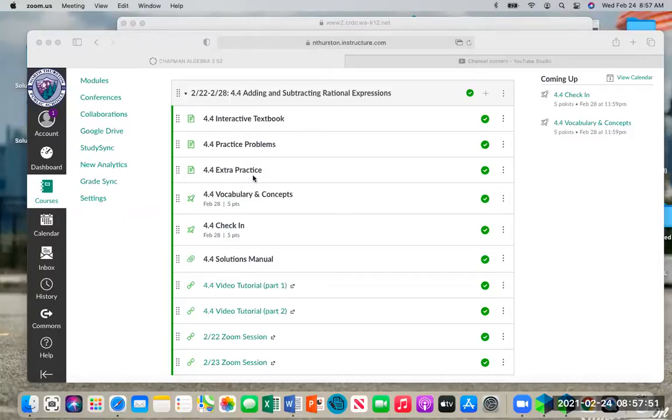The extra practice is there. If you need it, you can access any of those extra practice problems either in Envision or in the book. The 2 assignments that'll be due Sunday night by 11:59 p.m. are the vocab and concepts and the check-in. The solutions manual is here to help you out with these practice problems. And then, like I said, the video tutorial is here. If I remember correctly, part 1 was the lesson, the examples, the vocab, all that stuff. And part 2 was the practice problems.